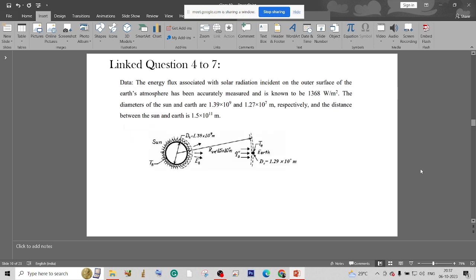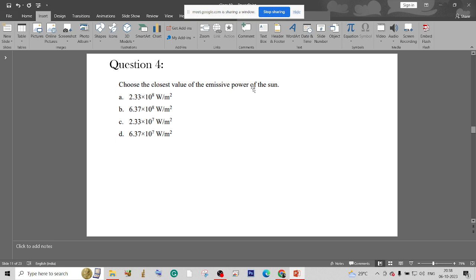This is the linked question for questions 4 to 7. The energy flux associated with the solar radiation incident on the outer surface of Earth's atmosphere has been accurately measured and is known to be 1368 watt per meter square. So this is the heat flux. The diameters of the sun and earth are given, and the distance between sun and earth is also given. Now choose the closest value for the emissive power of the sun.